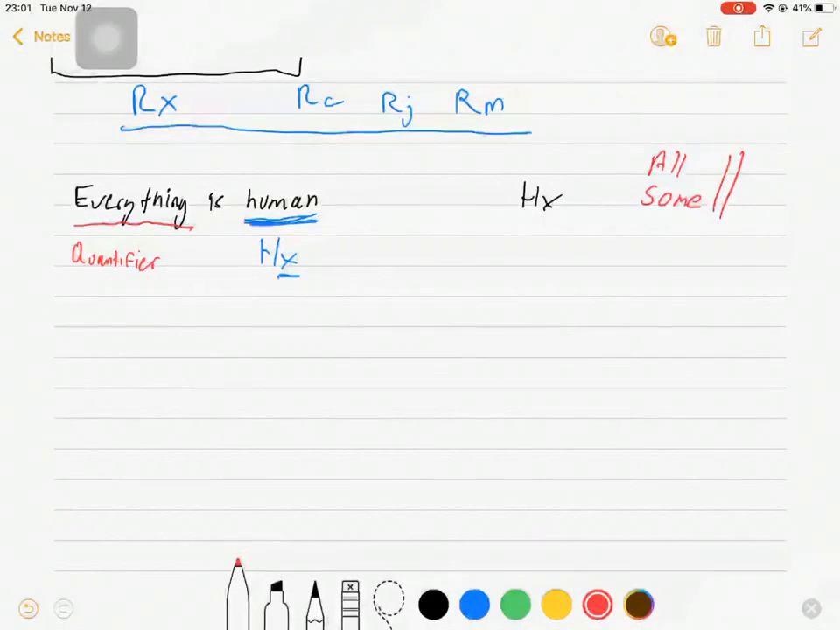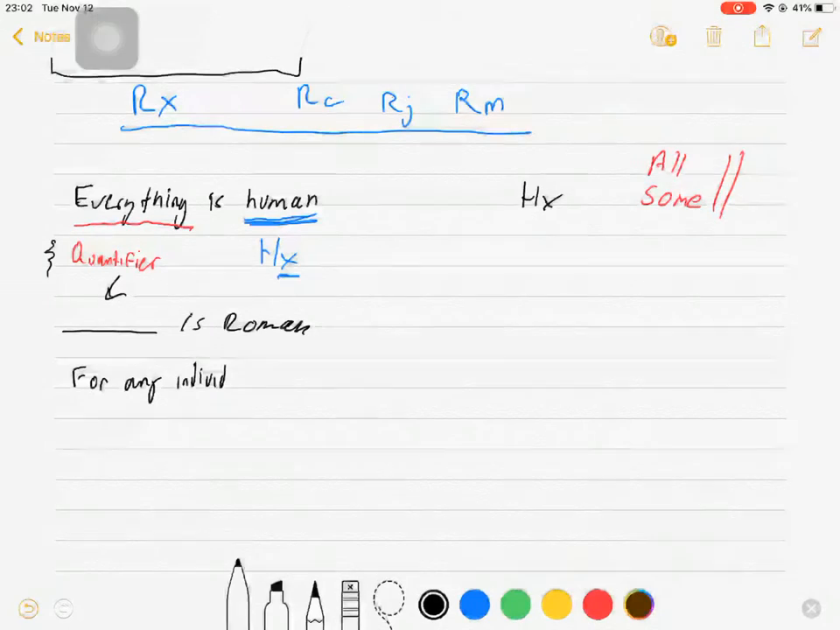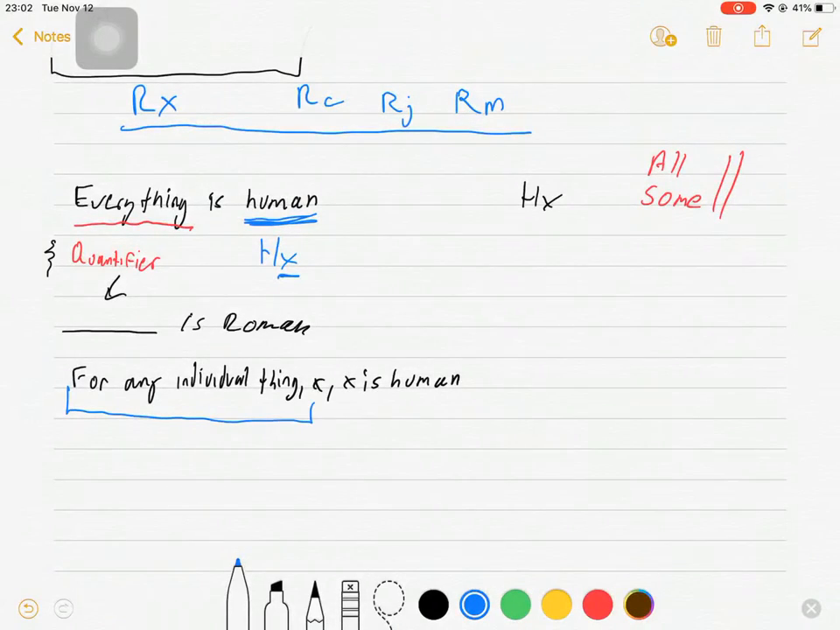So when we consider what we had earlier, we saw that blank is Roman. Well, everything is one of the things that we can slot into that blank. We could say that everything is Roman. We would have a false statement. But everything and some also can fit into that blank. So what we need is a way to represent what happens when we slot those things into that blank. So let's go back to everything is human. When we say that everything is human, we're saying that for any given individual thing X, X is in fact human. So if that is what we mean by everything is human, then we're going to want to have a shortcut way for representing for any individual thing.